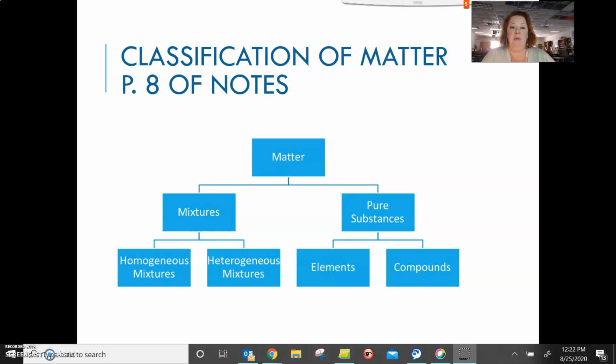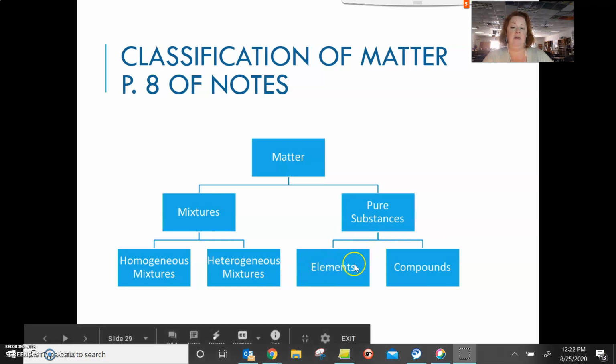So we've talked about what matter is, and again, it's anything that contains atoms. And then matter can be separated into two different groups. We have pure substances and we have mixtures. Pure substances, we have a choice of either elements or compounds, and then mixtures can either be homogeneous or heterogeneous.